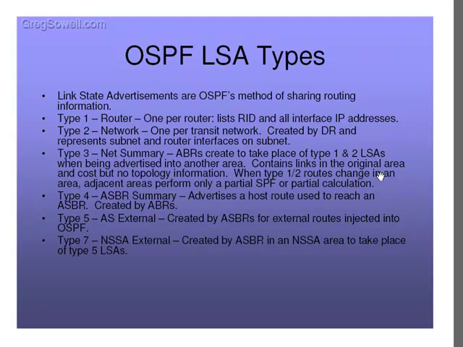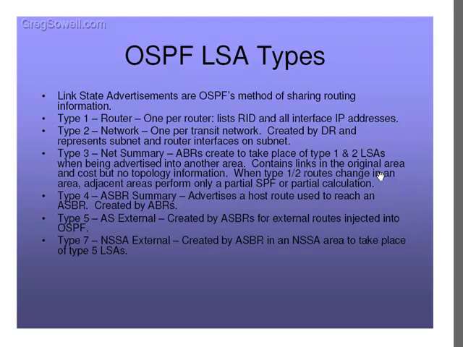AS external type 5 is created by an ASBR to inject routes into the OSPF process. So that's really anything injected by an ASBR, anything external when you do your redistribution from another routing protocol or static or connected. That's going to come in as a type 5.